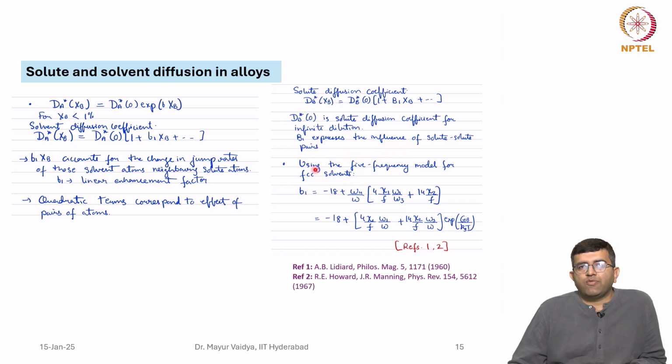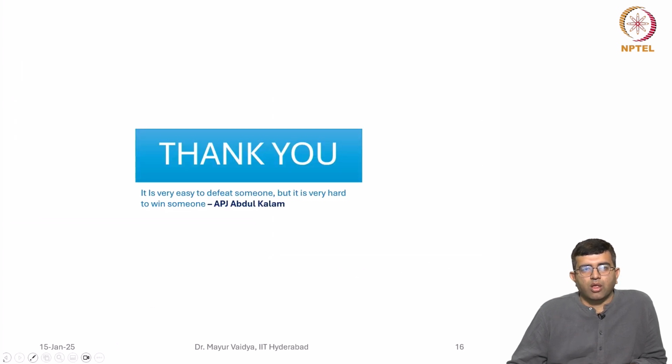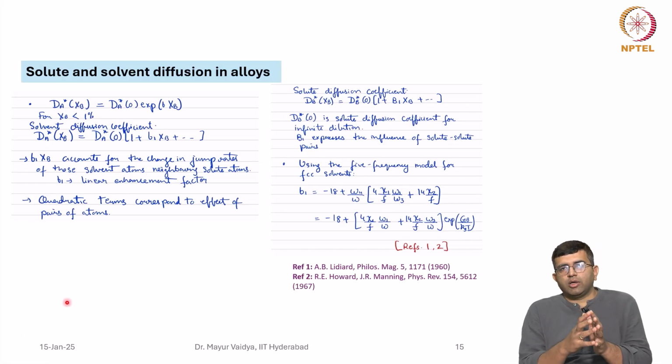Again, if you use the 5 frequency models for FCC solvents, you can arrive at the expression for B1 as suggested in these references, and it is seen that B1 depends upon the atom-solute-vacancy exchange rates plus the partial correlation factors xi, xi1 and xi2, and a term of the binding energy as well. So with this we end our discussion on the diffusion in the metallic alloys.